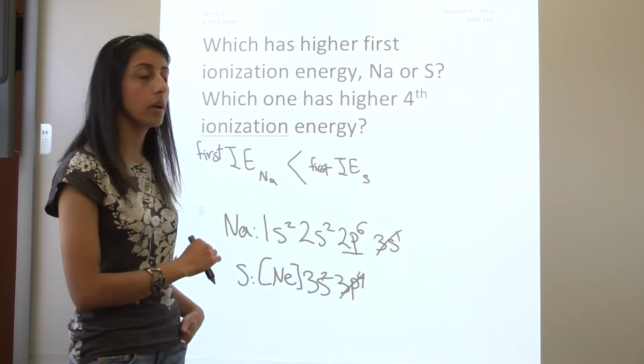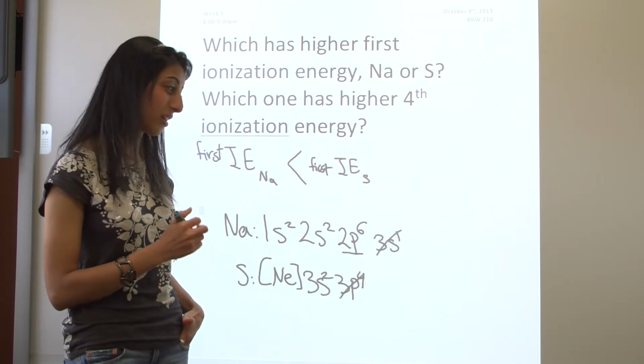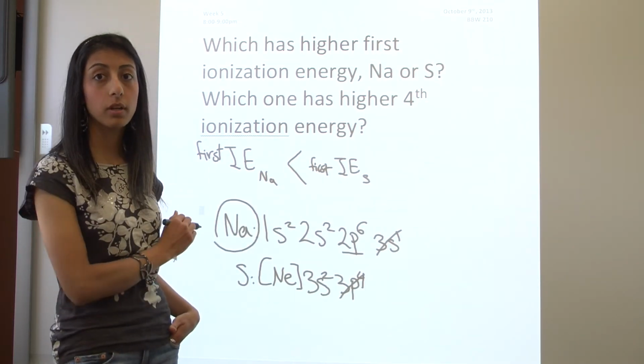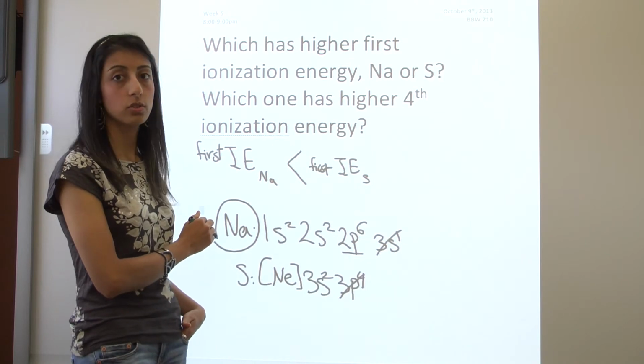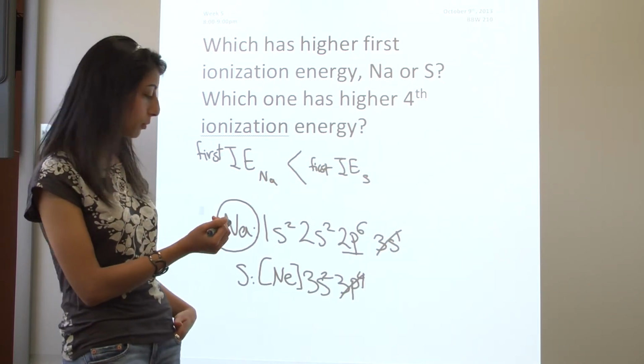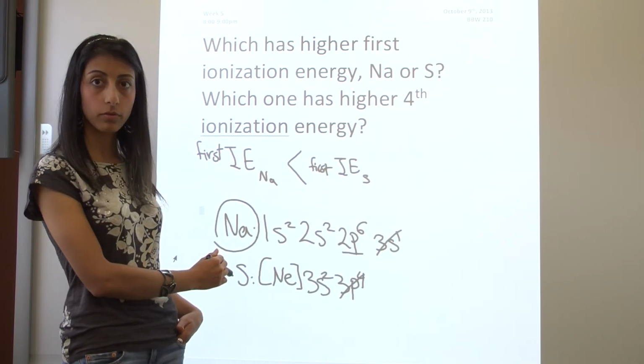So for the fourth ionization energy, it's actually going to be harder for sodium. You're going to have to put in more energy to remove the fourth electron from sodium than you would have to put in to remove the fourth electron from sulfur.